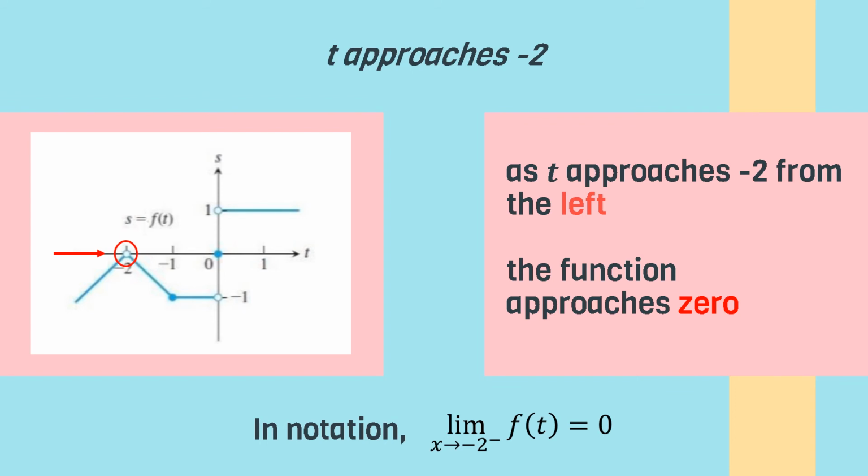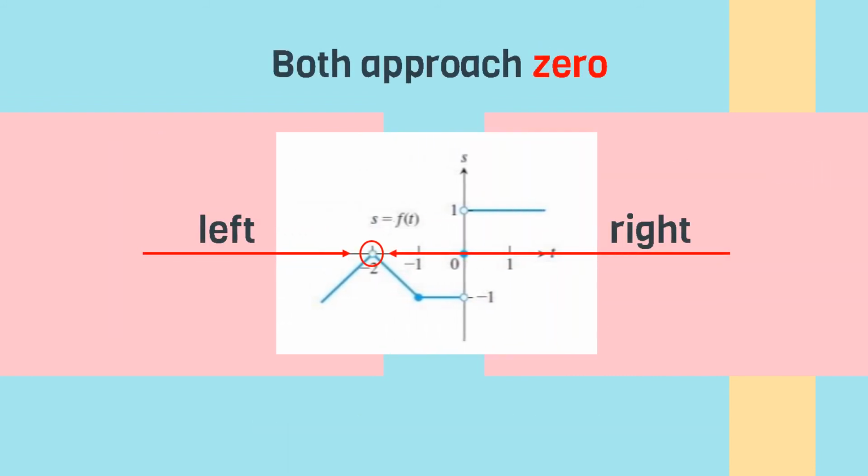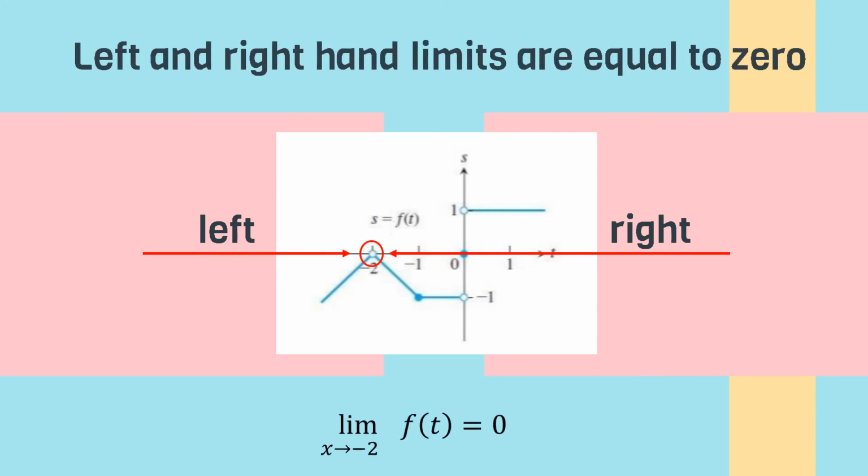Now, how about when t approaches negative 2 from the right? The function also approaches 0. In notation, it looks like this. The limit of f of t as t approaches negative 2 from the right is equal to 0. Since both the left and right side of negative 2 approach the same number, which is 0, we can say that the left and right hand limits are equal to 0, and that the limit of f of t as t approaches negative 2 is equal to 0.